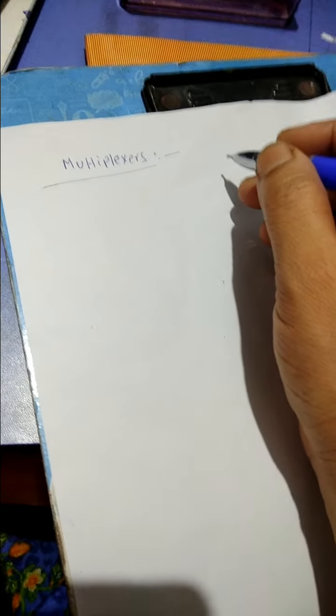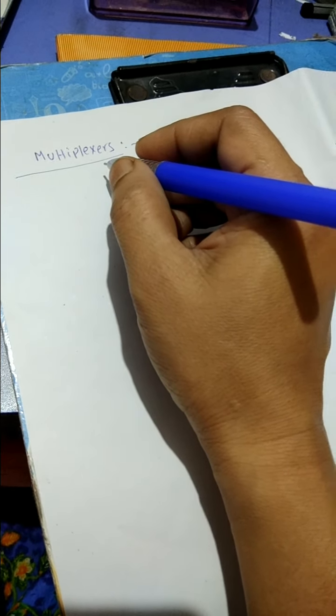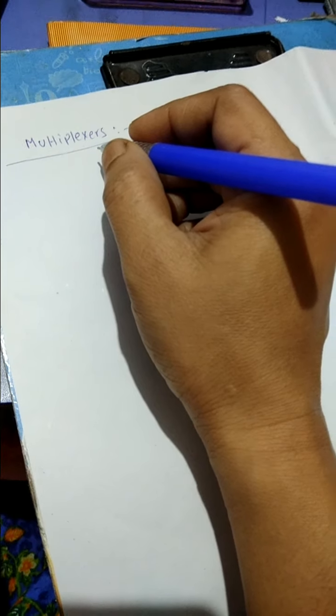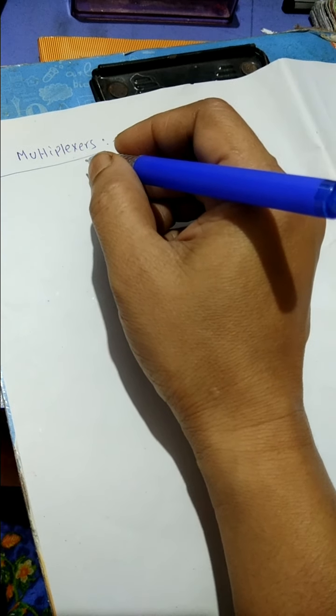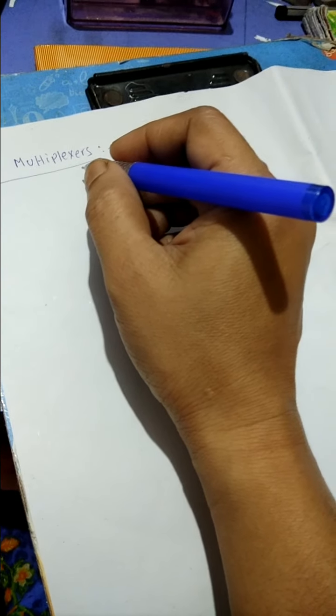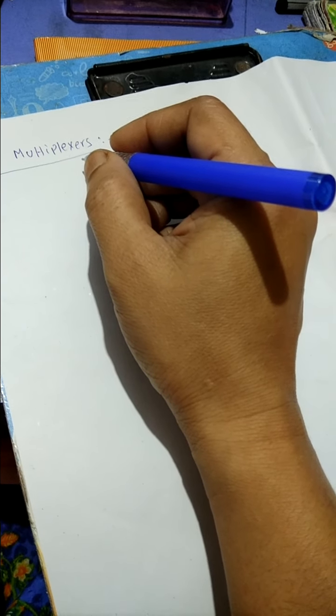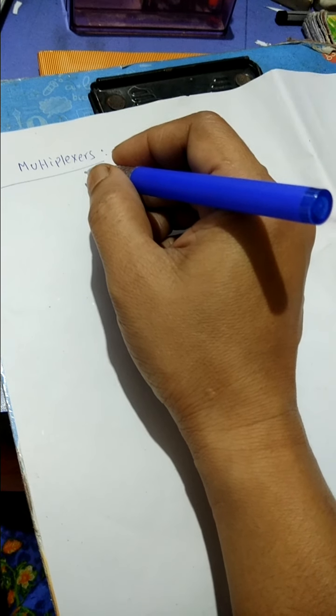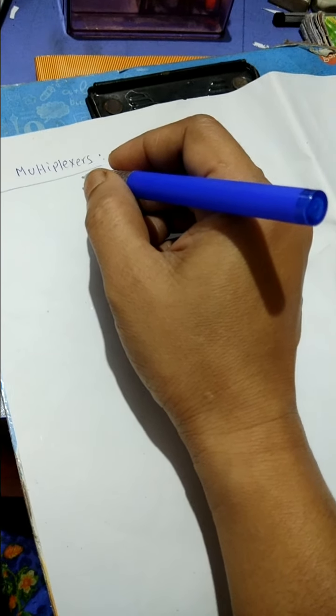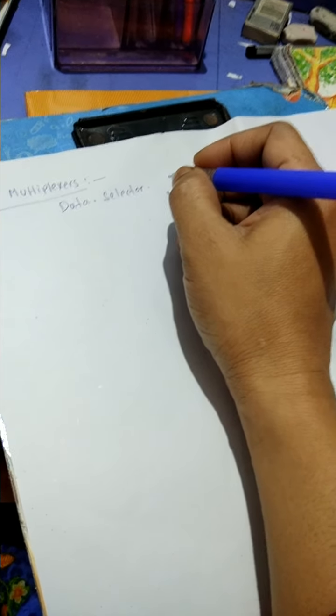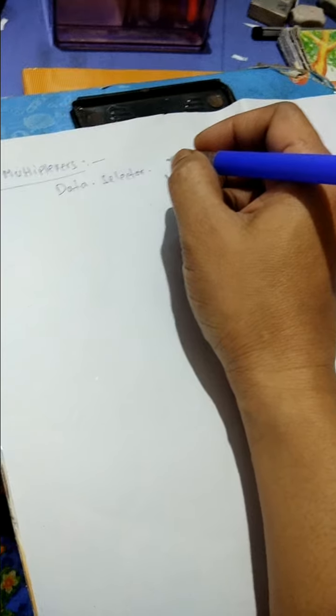Dear students, today I will teach you multiplexer. Multiplexer is a digital switch, which is a combinational circuit that selects binary information of a particular input line controlled by a set of selection lines. A multiplexer is also known as a data selector. Means it selects the input data from a number of channels.